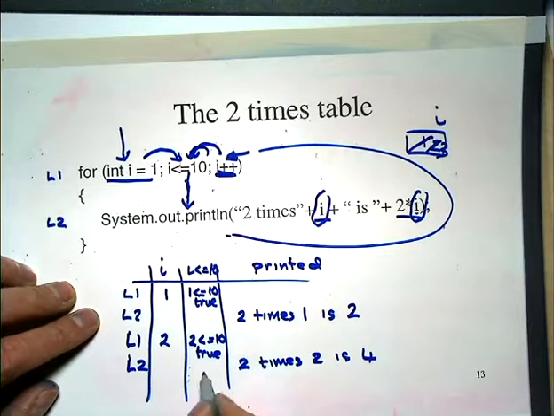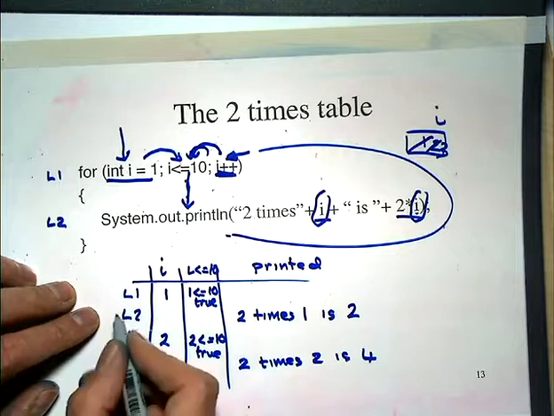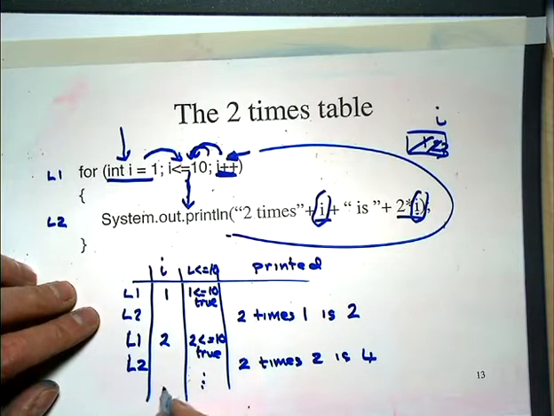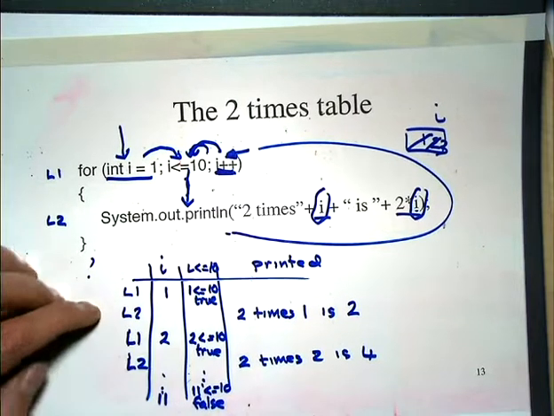And then I'll keep doing that, going round line L1, L2, line L1, L2, until eventually I get up to adding 1 to I becomes 11, and then I'll ask is 11 less than or equal to 10? And that's false because it's now bigger than 10, and so at that point I quit and I would carry on with anything that comes below.